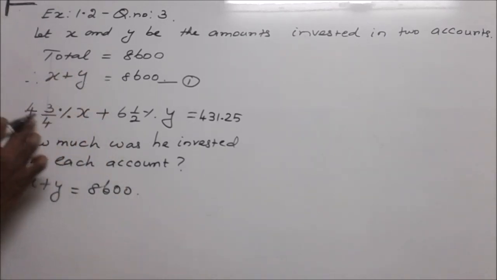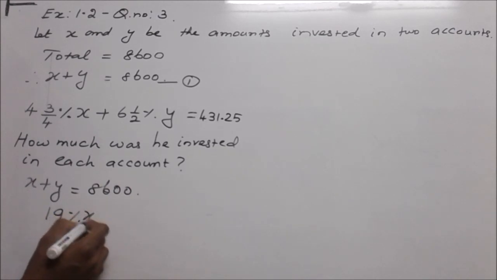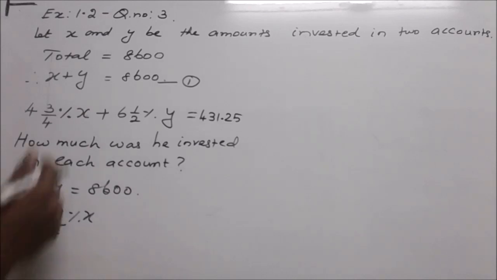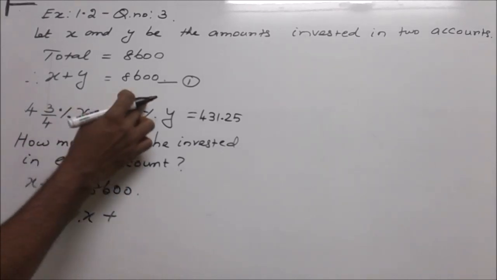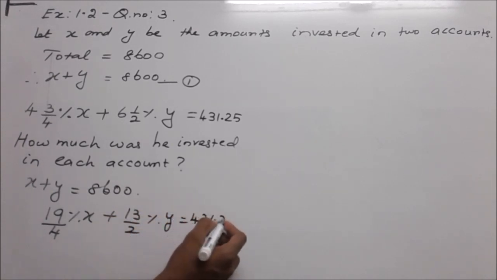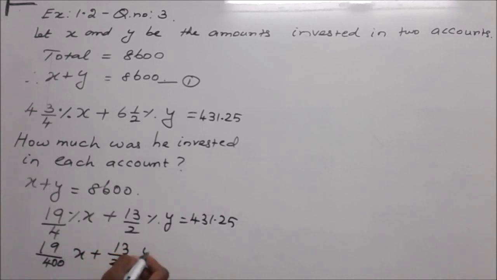The second one, converting into improper fractions, we have 16 plus 3, 19/4% of x, plus 12 plus 1, 13/2% of y, equal to 431.25. Again, converting into fractions, 19/400 x plus 13/200 y, that is equal to 431.25.